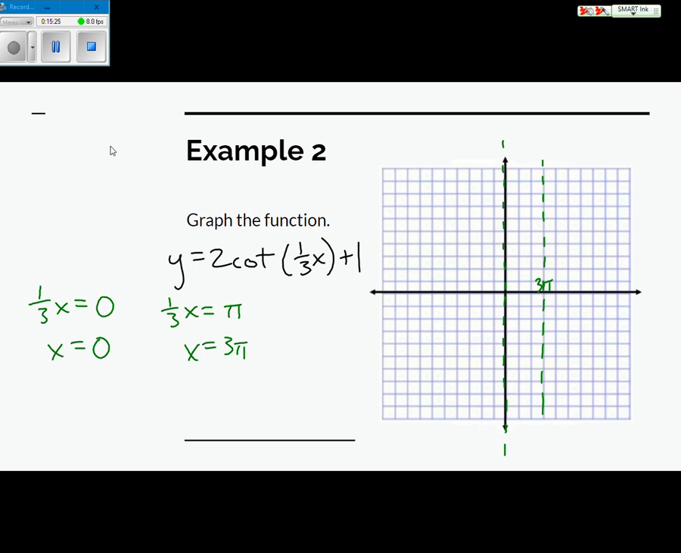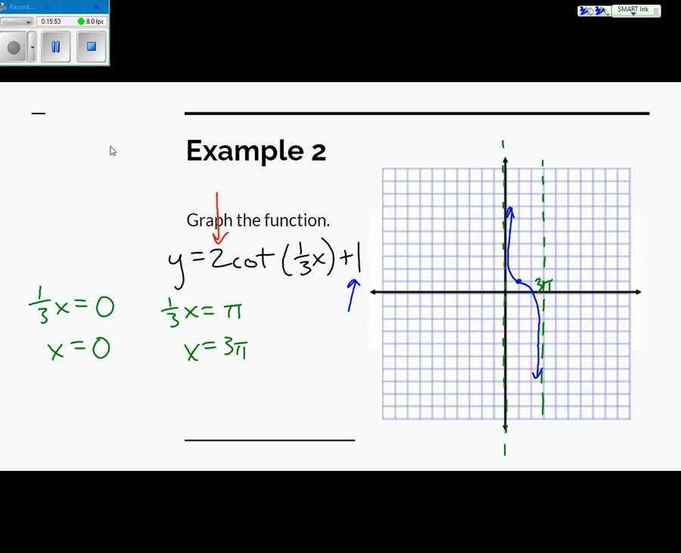I hardly ever worry about this 2. I'll kind of show you where it comes from, but I am going to worry about this 1 right here. That 1 means the same thing as it did with sine and cosine in the first semester. It means that everything's going to move up 1 unit. That means the snake is going to move up 1 unit. It actually won't cross over at the axis, but it crosses over 1 unit up.